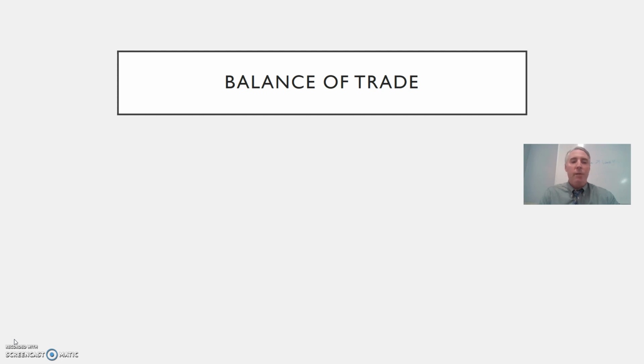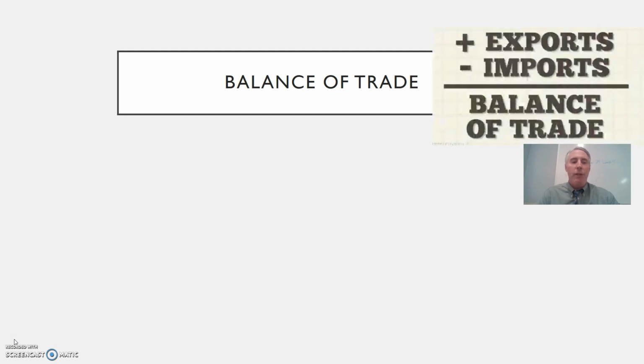A nation's balance of trade refers to the difference between how much a country imports versus how much it exports, right? So basically how much it sells versus how much it buys. You want to sell more than you buy. Prior to the 1800s, China had what we call a trade surplus with the West, meaning they sold more than they bought. So that's a good thing.